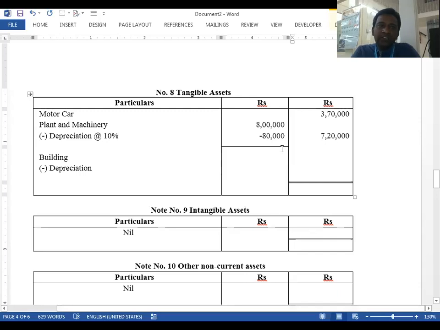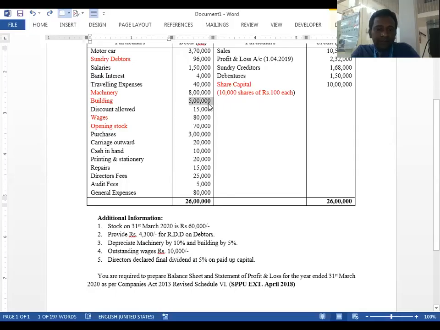And similarly, we transfer the depreciation to the debit side of the profit and loss account, and we have separate notes in this regard, that is depreciation and amortization. But before that, we transfer the depreciation on building also, and at a time we transfer both the depreciations to notes number 9, depreciation and notes number 19, that is depreciation and amortization. 19 or 20. Okay, so what is the amount of building? 5 lakhs. And what is the percentage of depreciation on building? 5% only.